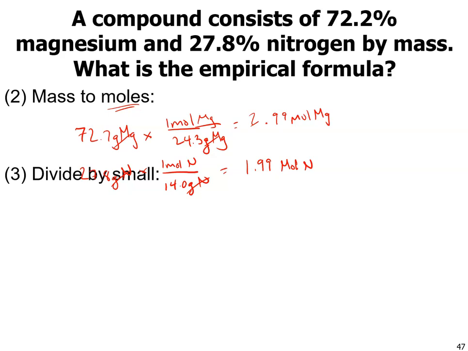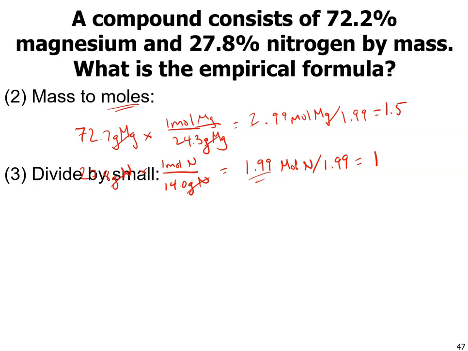The next step is to divide by small. Now this means I'm going to divide both of these by the smallest number of moles that I have. That's going to be, in this case, 1.99. And what this is going to do is give me, hopefully, whole numbers. So if I take 2.99 and divide by 1.99, I will get 1.5. And then for 1.99 divided by 1.99, I would get 1.